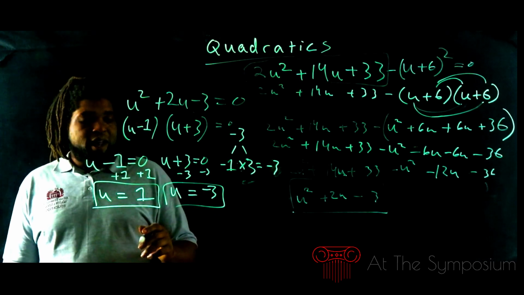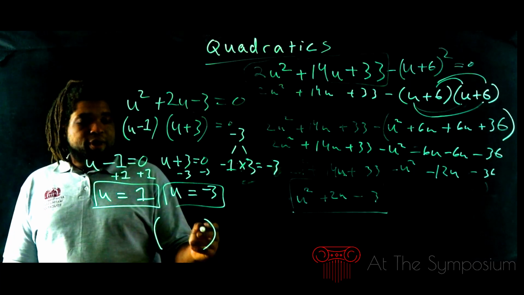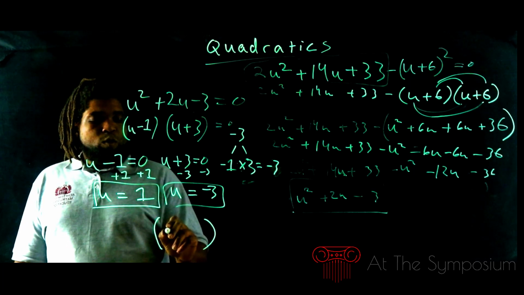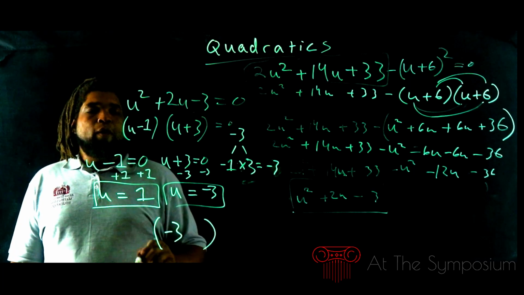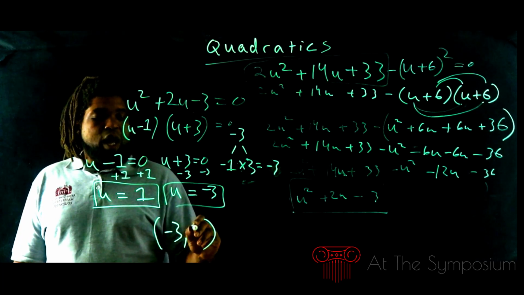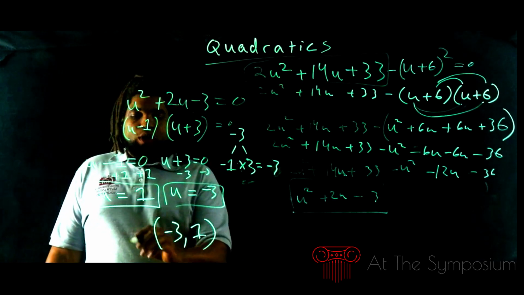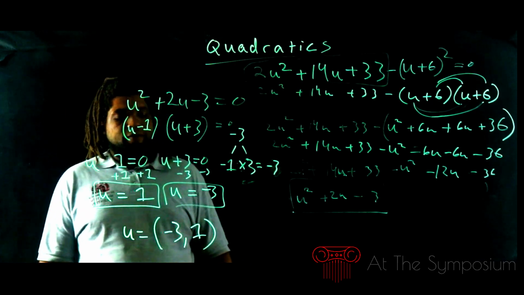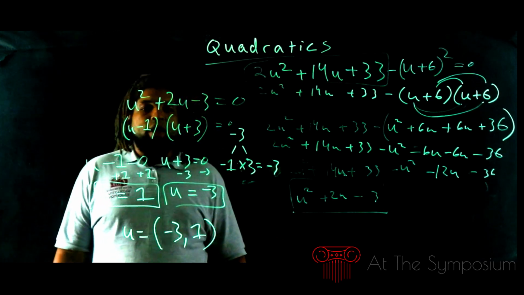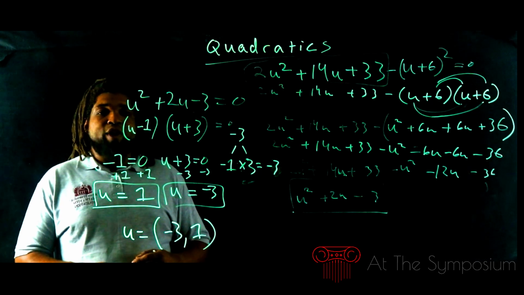How your answer should look on a test, or how it should be entered if you're doing something online, is usually in parentheses, with the smallest number on the left, separated by a comma, and then your next answer. So u equals negative 3 and 1. That's how you solve a quadratic equation.